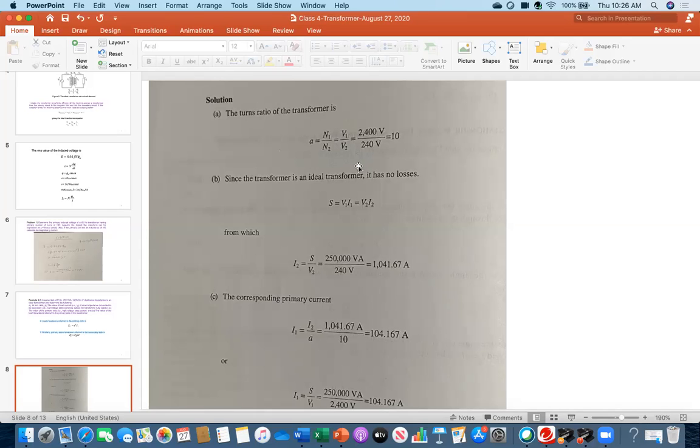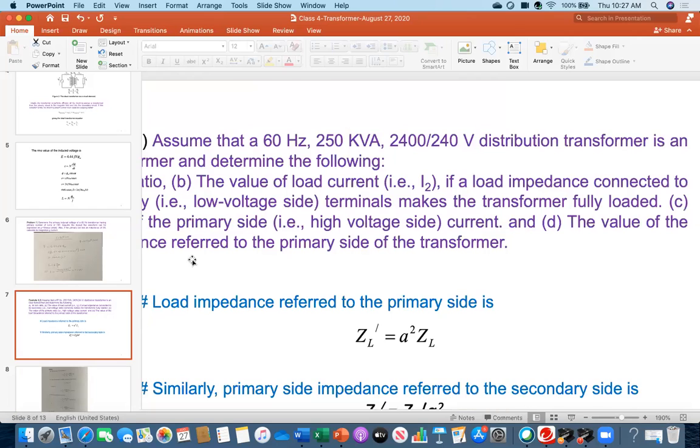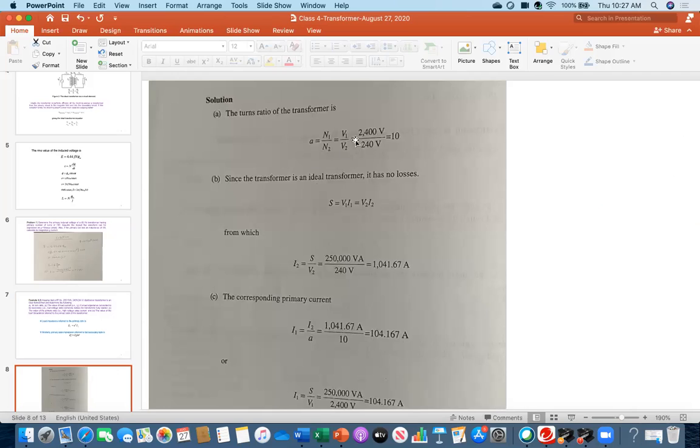Although we learned with the symbols P and S, primary and secondary, 1 means the left side, which is the primary side, and 2 means the right side, the secondary side. Therefore, everybody see 2400 over 240, V1 over V2. This was the rating of the transformer, so this one is V1, this one is V2. That's why I did V1 over V2 and you got 10. That is the turn ratio.